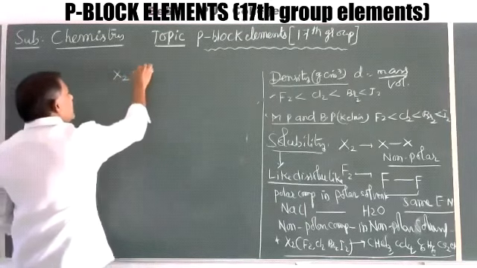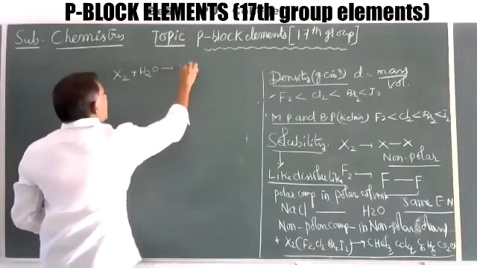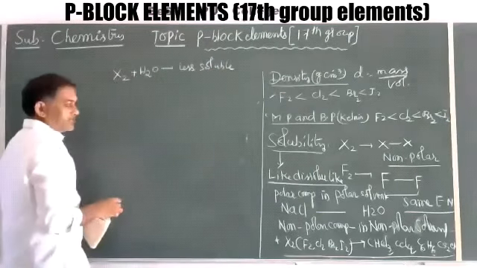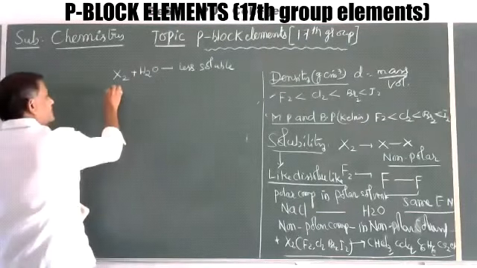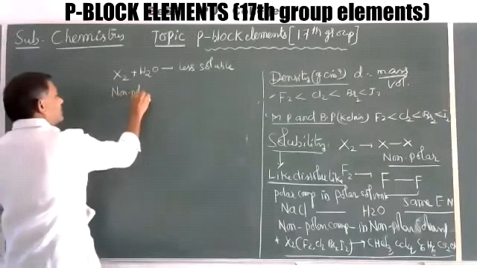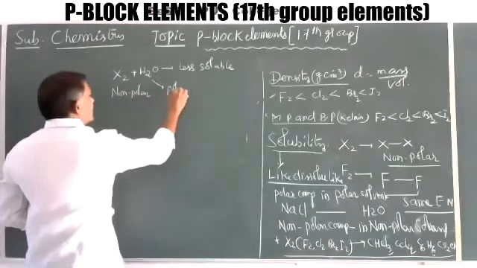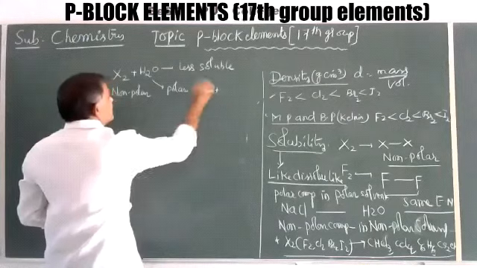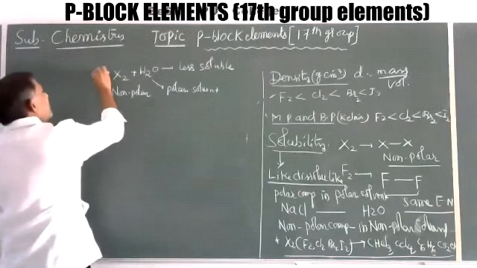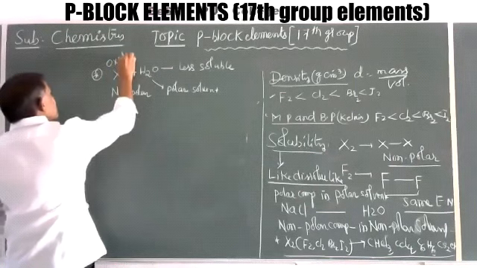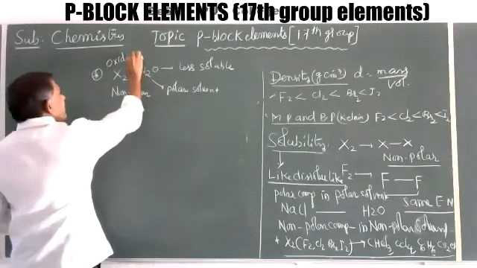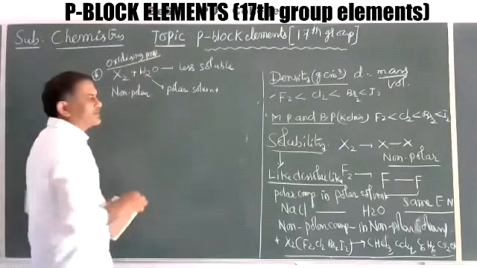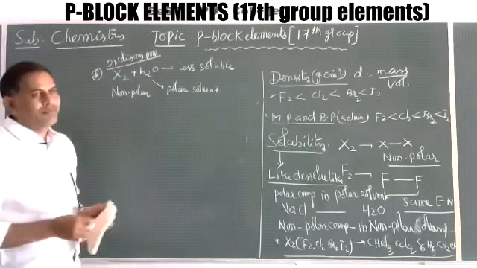Halogens, when dissolved in water, H2O, are less soluble, not significantly soluble, because they are non-polar in nature and water is a polar solvent. So based on this, we can easily explain oxidizing property. Next, in the coming important property, I'll explain the oxidizing property of halogens. On the basis of solubility also, we can explain. I'll repeat this once again.